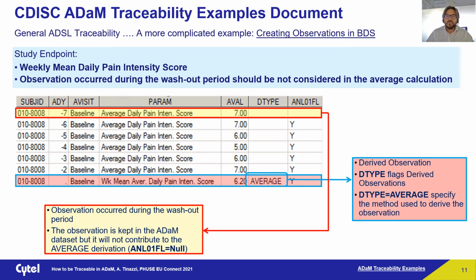And instead, to represent the weekly average daily pain score, a new record, in this case a new parameter, is derived instead of adding new variables to the dataset. This is to preserve somehow the standard BDS structure. And of note here, for the ADaM purist, we could have avoided the use of the type and simply described the algorithm in the define XML, but that's a minor deviation, I would say.